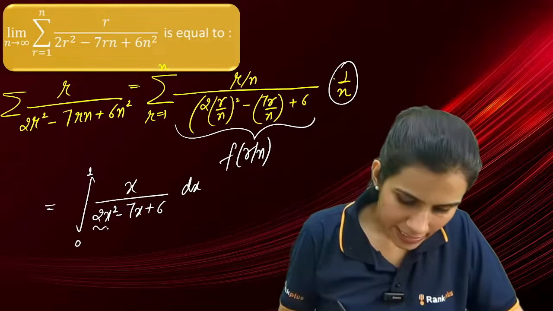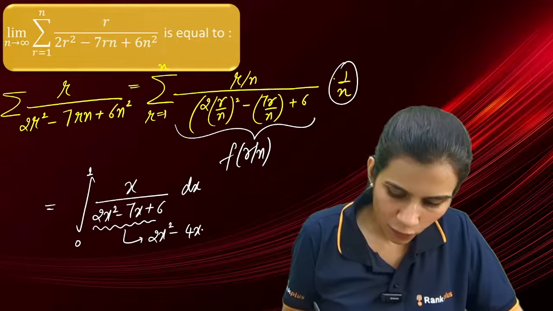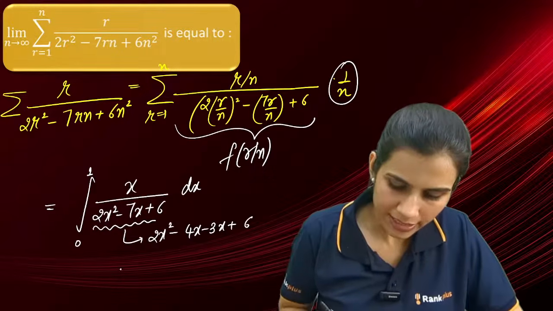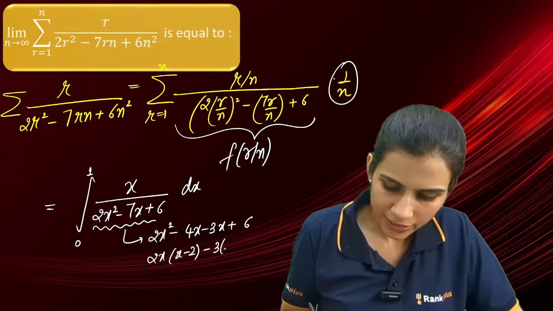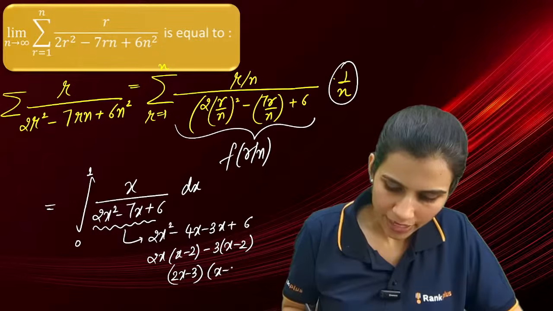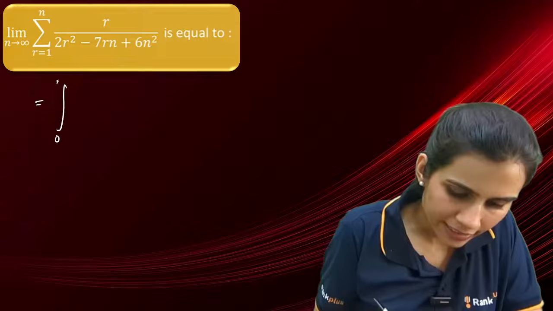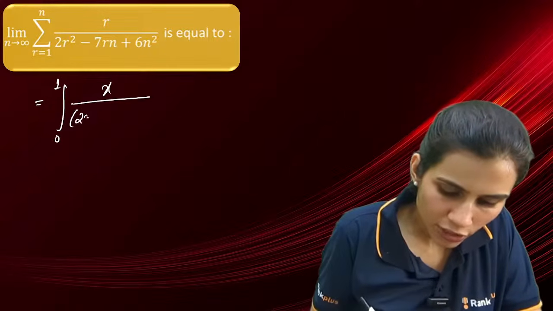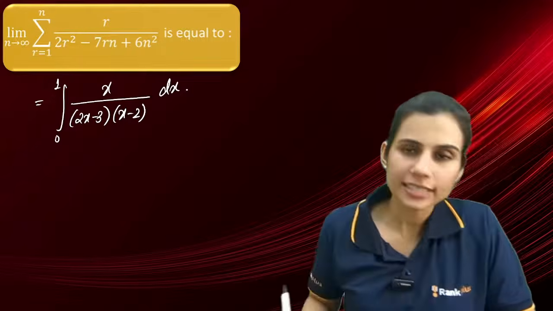Correct? Please factorize this. 2x square minus 4x minus 3x plus 6. So 2x into x minus 2 minus 3 into x minus 2. 2x minus 3 into x minus 2. So you are getting integral 0 to 1 x upon (2x minus 3) into (x minus 2) dx.